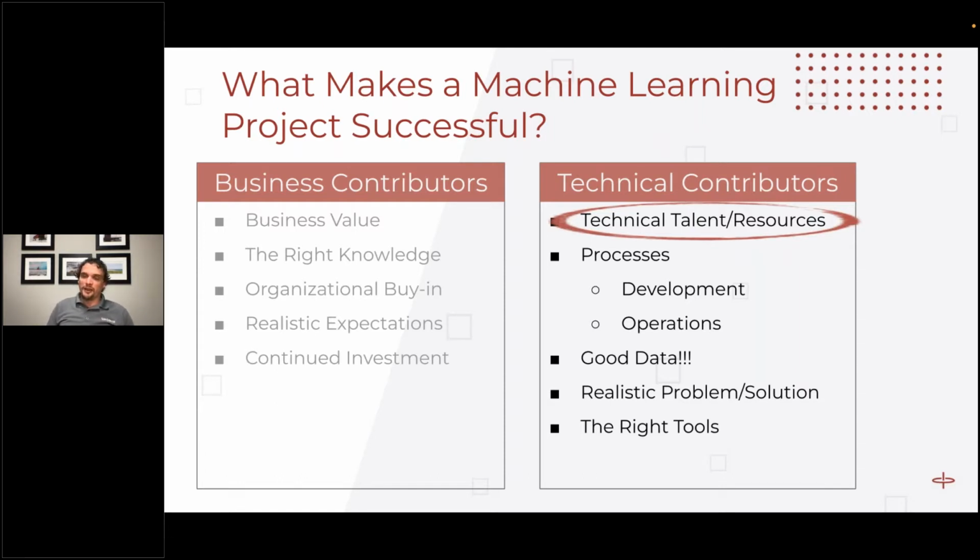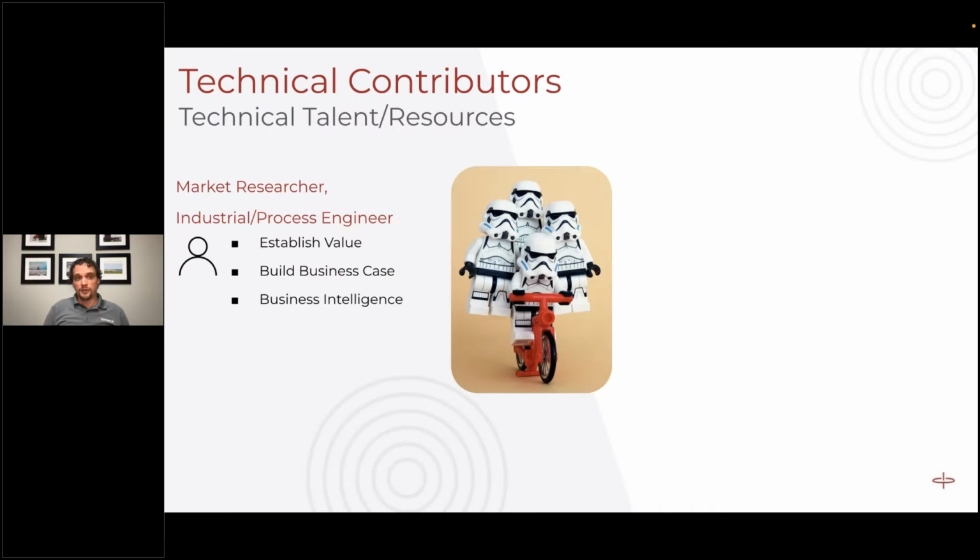But there's a lot of different things that we need people to be able to do as part of this process. And it takes a team. It's not just one person. So if you think about some of the important roles as part of this technical talent, a big part of it on the front end is the market researcher or an industrial or process engineer, somebody who can really help you establish the value of your idea, build a business case, and then use some of those business intelligence tools to figure out if your idea really makes sense, really has value.